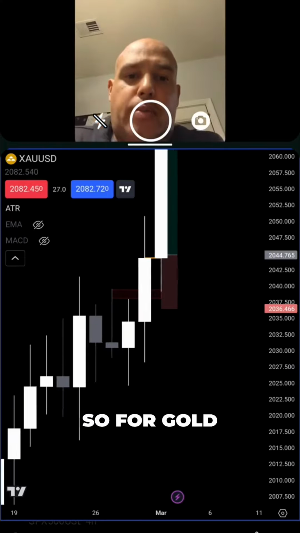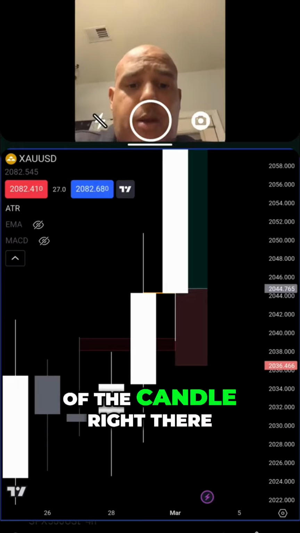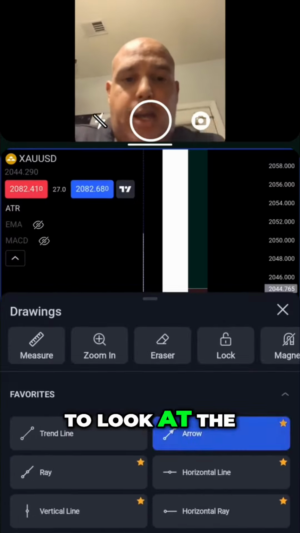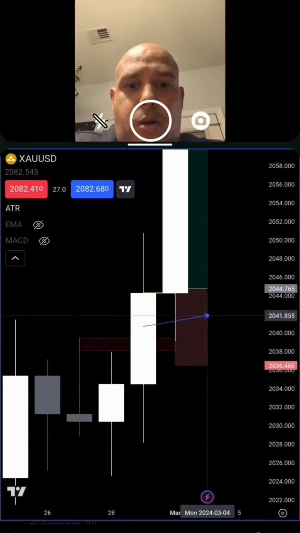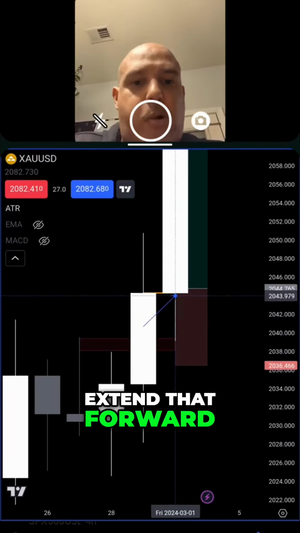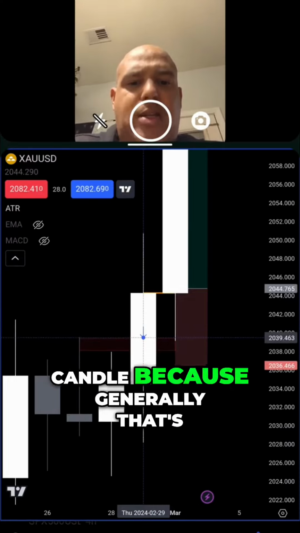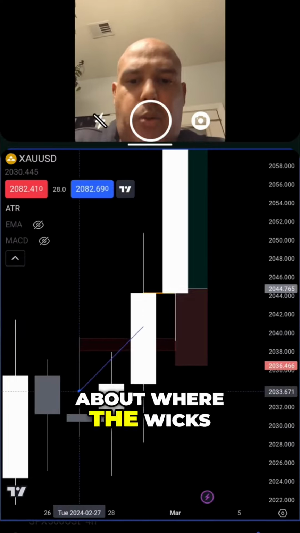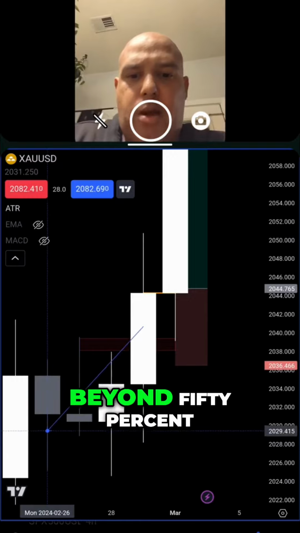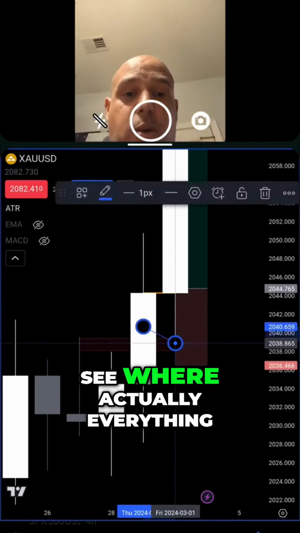So for gold, I mark up the open of the candle right there. So if we were to look at the open of this candle right here, it is the close of the previous candle. So I just extend that forward. And then I do about 50% of the actual previous candle, because generally that's about where the wicks come down, you know, a little bit beyond 50%. This sort of makes sense when you start getting down into lower time frames to see where actually everything plays out.